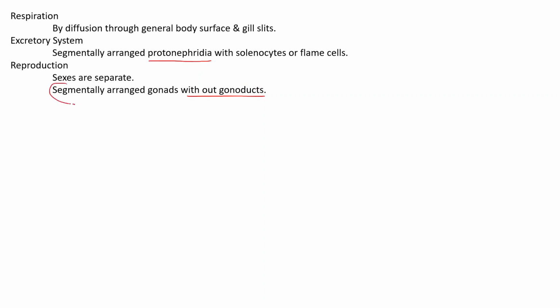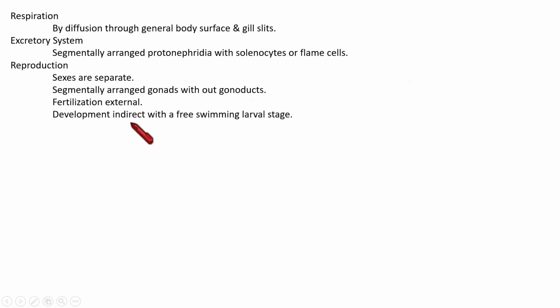Reproduction. Regarding the reproductive aspects, sexes are separate, that means gonochoric, and it possesses many gonads, segmentally arranged, without gonoducts. So three things: segmentally arranged gonads, and no gonoduct to release the sex cells, egg or sperm. Fertilization is external. And development is indirect. Indirect means there will surely be some larval stage. So development is indirect.